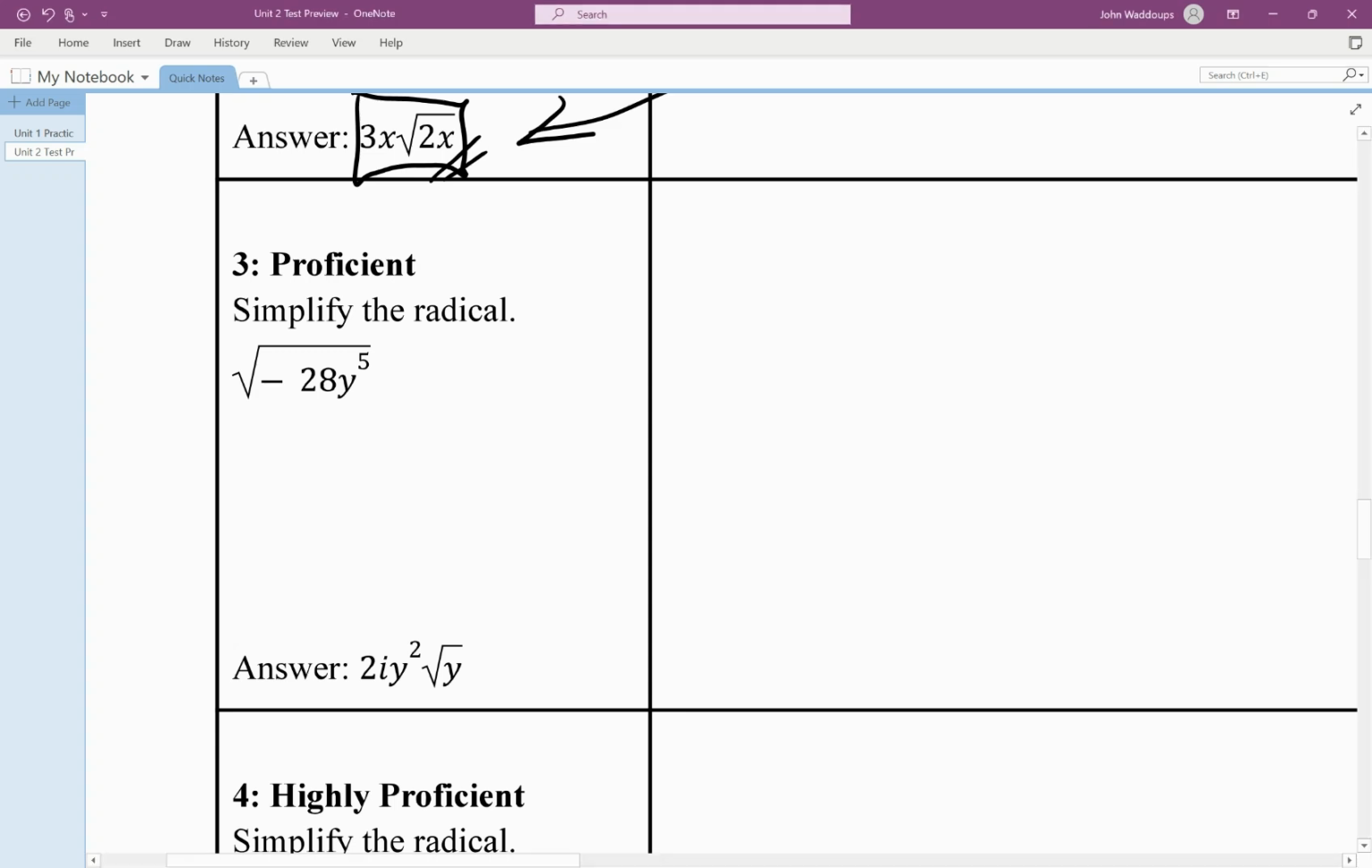Hi, welcome. This is a video on simplifying radicals. This is at the level 3 level or proficient level. And they've asked us to simplify the radical, the square root of negative 28y to the fifth power.